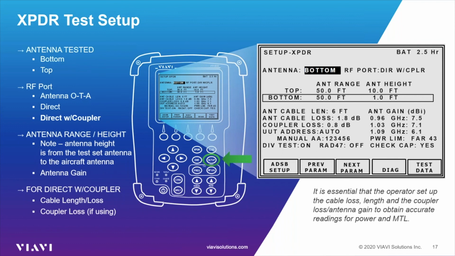You also need to note what the antenna range and height is. Specifically, if you're using a test set with an antenna to connect over the air to the aircraft, you need to be within the range of it to be operating correctly. And then also, if you're using a direct connection or a connection with a coupler, it's important for you to specify the cable length, the cable loss, and even the coupler loss if you're using a coupler.